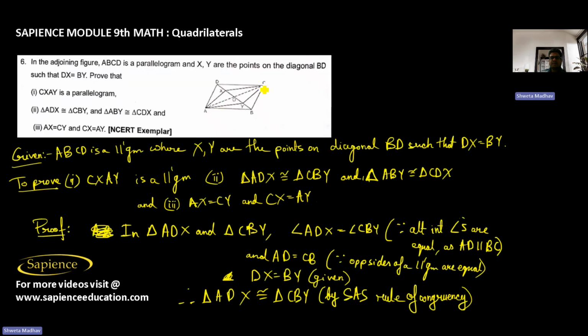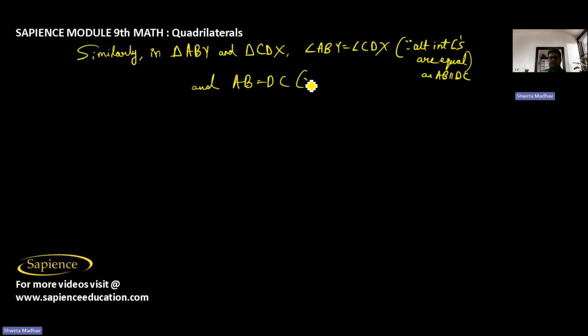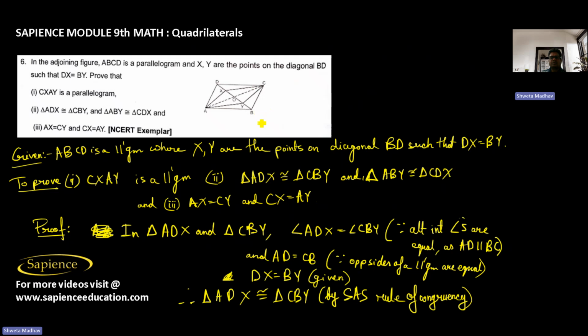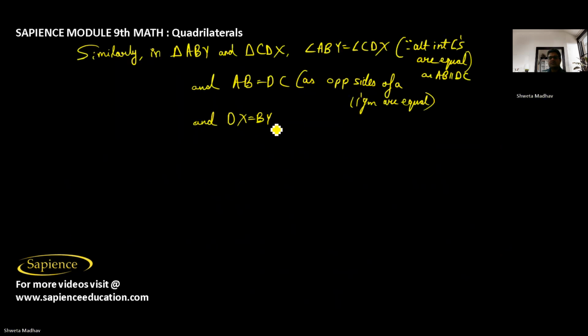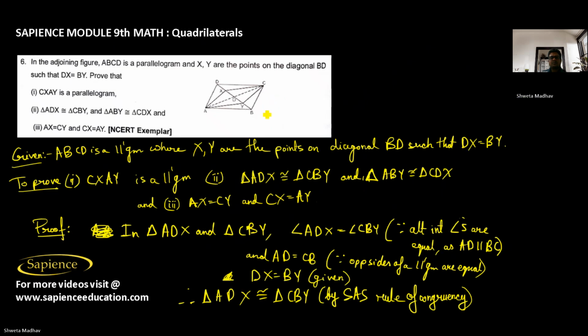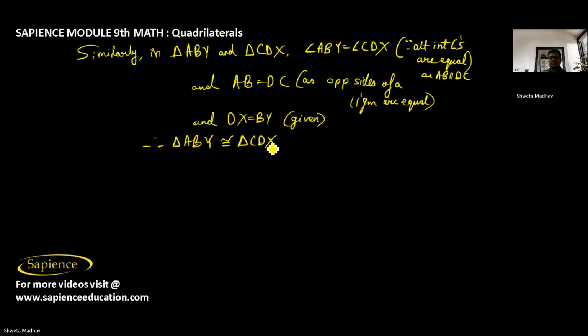And AB equal to DC, as opposite sides of a parallelogram are equal, and also DX equals BY, which is given. So therefore, we can say that triangle ABY is congruent to triangle CDX by the SAS rule of congruency.